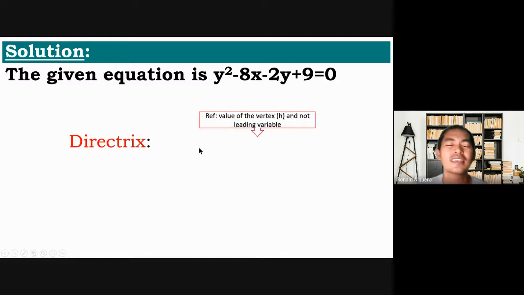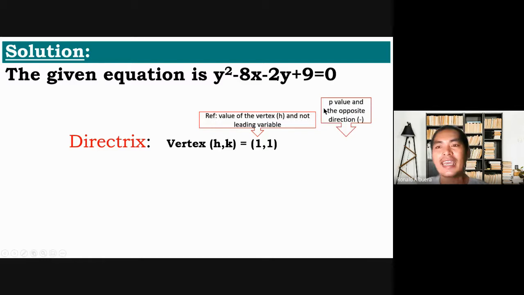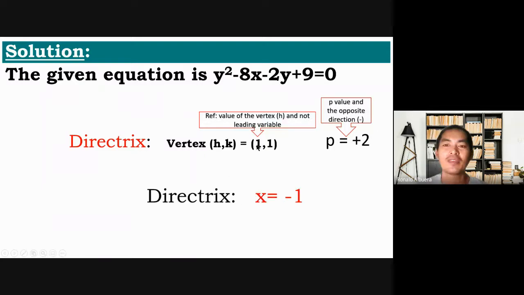Okay, directrix, it's the opposite. Reference, value of the vertex h and not leading variable. Not leading is x, so therefore x equals. And opposite of p, that's positive, kukunin natin negative. Okay, so x equals 1 minus 2. Okay, x equals 1 minus 2 is negative 1. And this is the equation of the directrix.